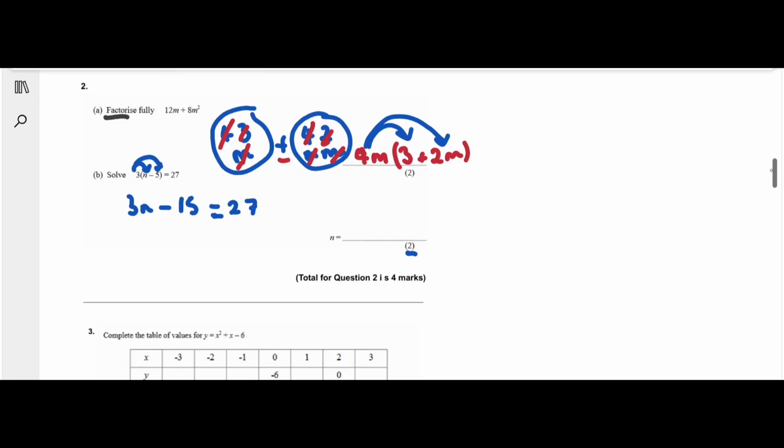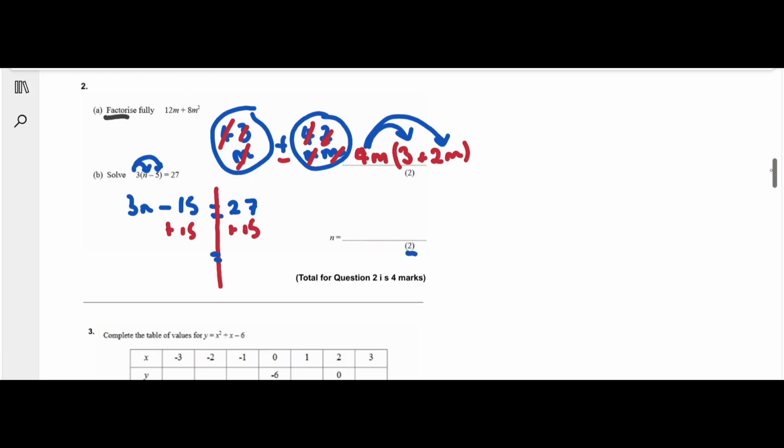So now I'm going to have to solve it. So I've got 3 lots of a number, take 15 is equal to 27, so I'm going to work backwards. The opposite of taking away 15 is to add 15. I show that on both sides of my equation.